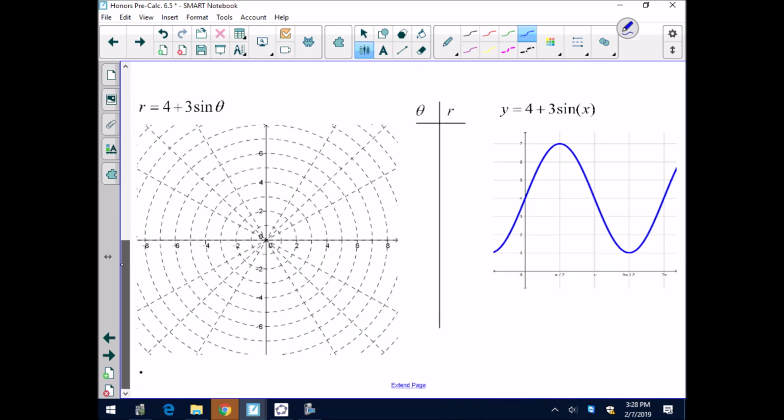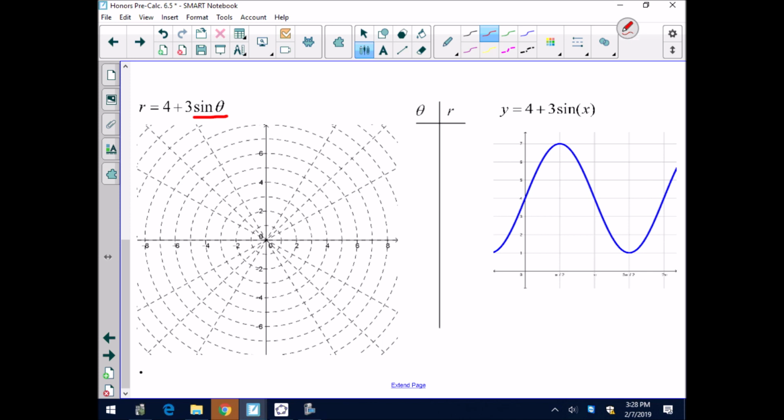evaluate fewer ordered pairs. So I'm going to start with the second one because this one has a symmetry that's a little bit more complicated. In general, I can see that with my second equation, I've got r equals 4 plus 3 sine theta, and with sine, I can think that I probably am going to have symmetry with respect to the y-axis.